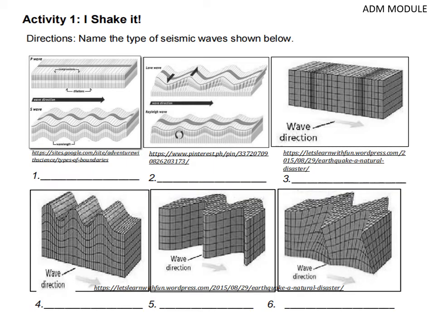For your activities in the module, you have the following tasks to do. First, you need to name the type of seismic wave shown below. You have 6 choices: body waves and surface waves, and the types of these seismic waves: for body waves you have P waves or S waves, and for surface waves we have Love waves and Rayleigh waves. So these are your choices for this part of the activity.